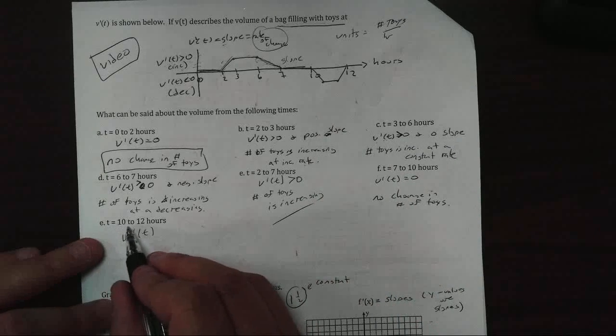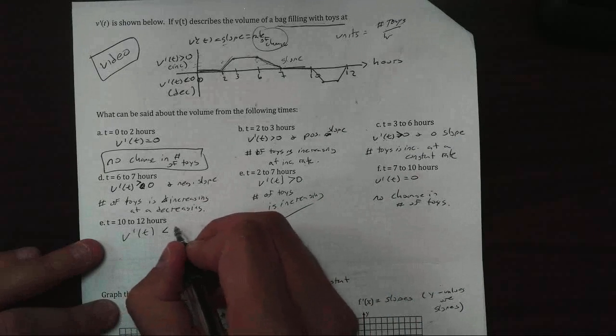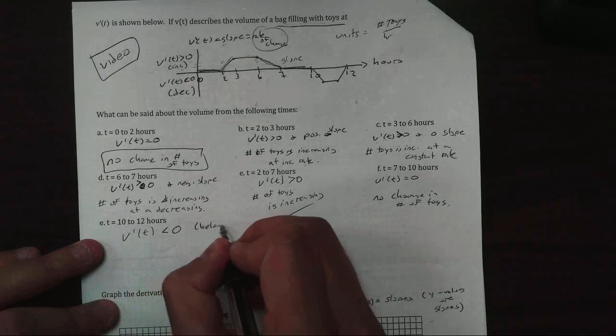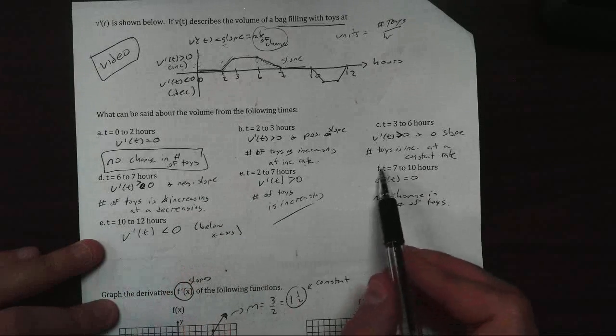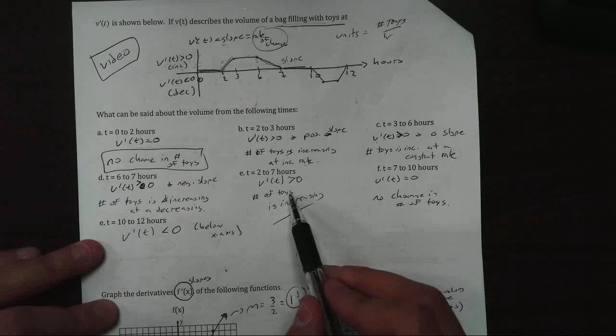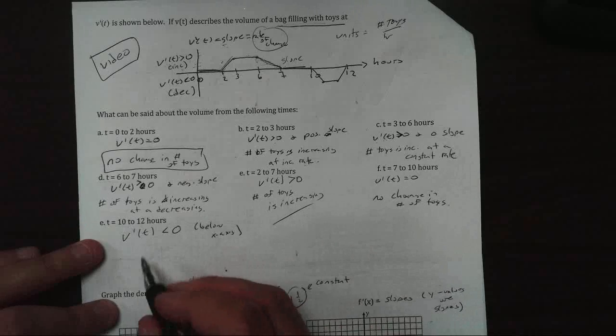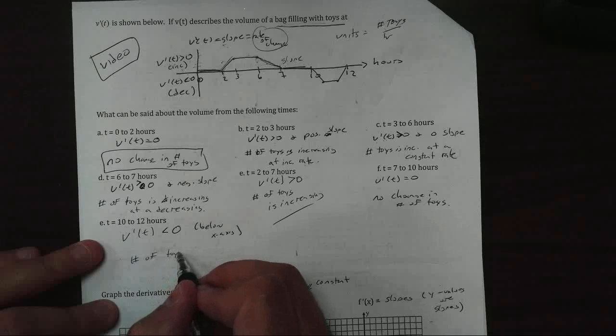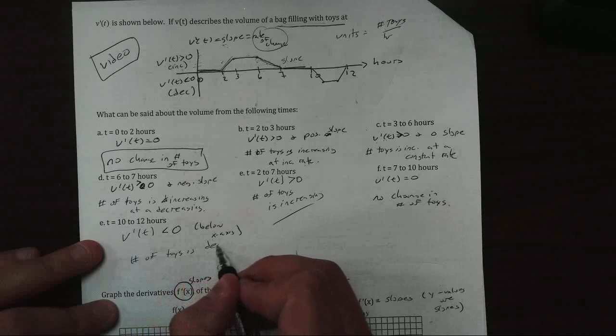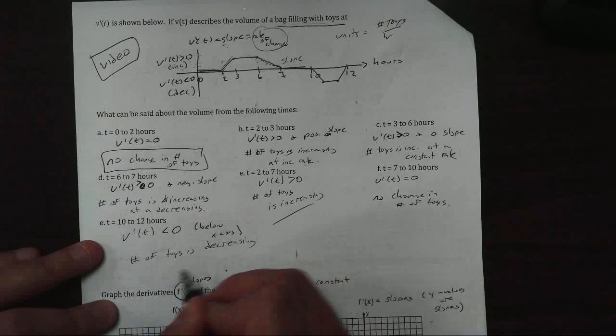So, between 10 and 12 hours, now v prime of t is less than 0 because we're below the x-axis. So what's happening? Well, if it was above the x-axis, the number of toys was increasing. So if it's below, we're saying that the number of toys is decreasing. Very easy to do.